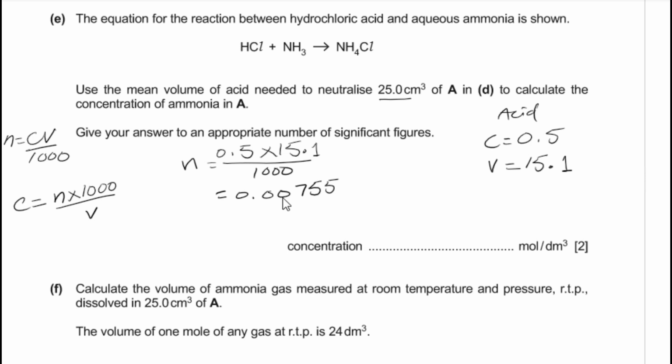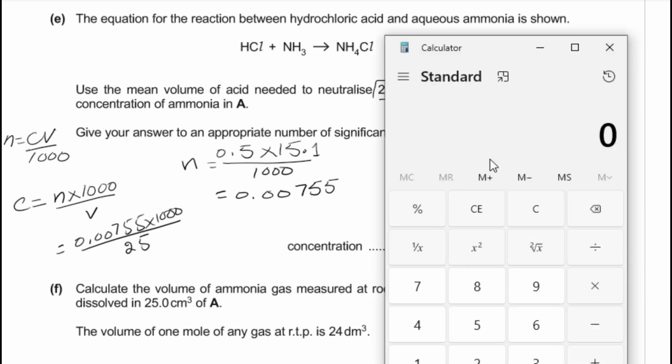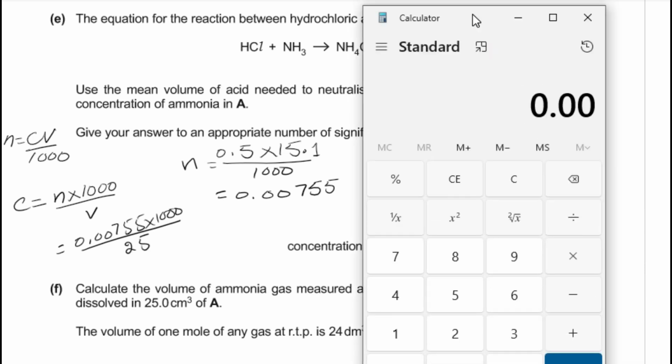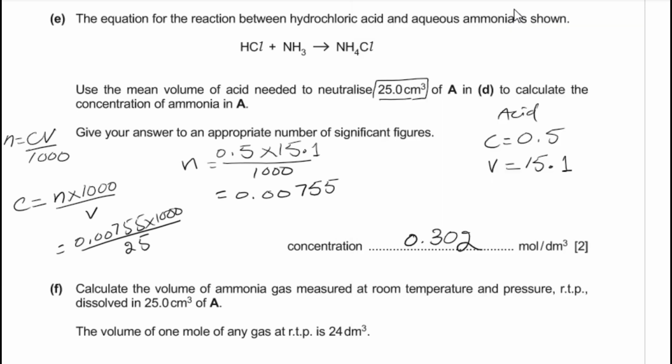It means that the number of moles of ammonia would be the same as that of acid that we just calculated. To calculate the concentration, number of moles would be 0.00755 multiplied by 1000 from the formula, divided by the volume that we are given, that is 25. Input the values in the formula. First multiply 0.00755 by 1000, then divide by 25. The answer would be 0.302. So the concentration of ammonia would be 0.302 mole per cubic decimeter.